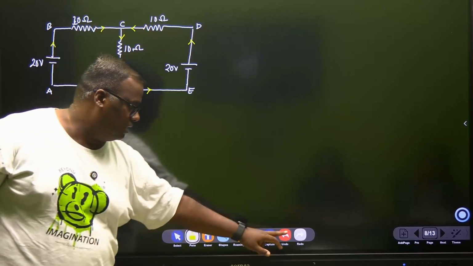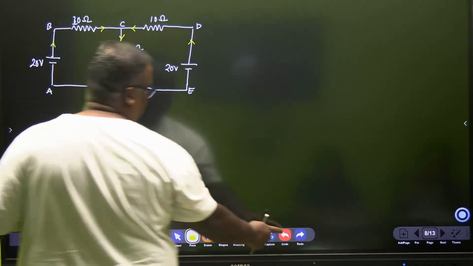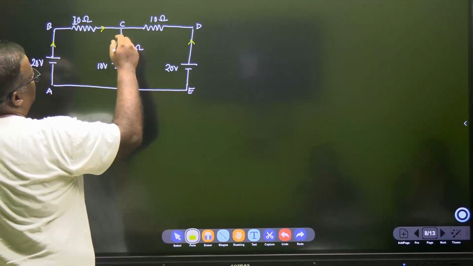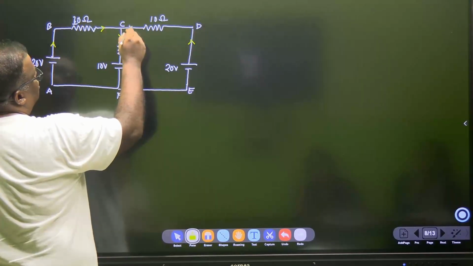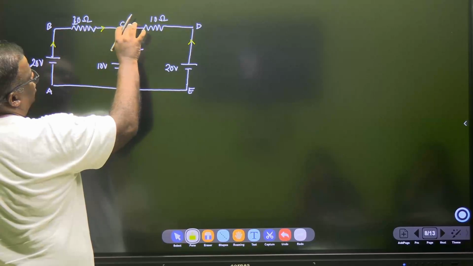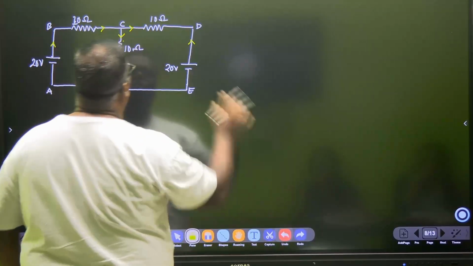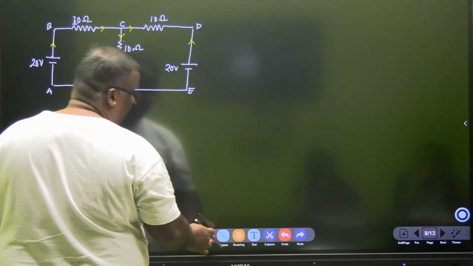Let's change this. Say you want to say that this current is going here and the current is splitting in this manner. Is it obeying the junction law? Yes, it is obeying the junction law. No problem. Then what do I have to do?